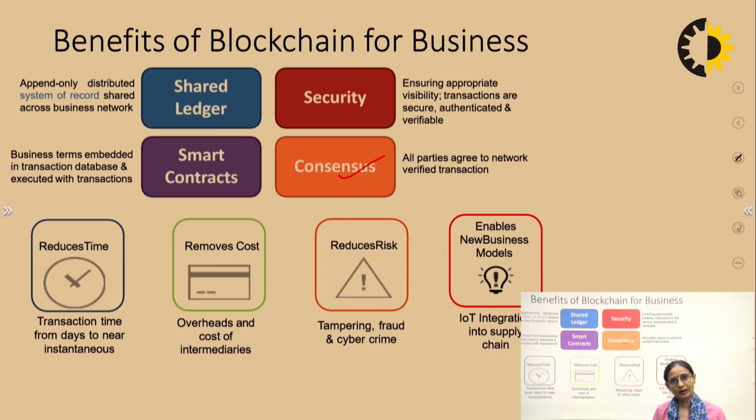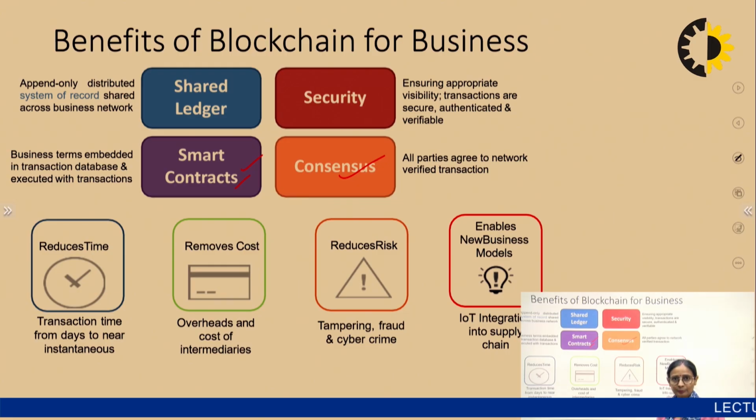Then we have digital contracts, which we call smart contracts. These smart contracts have some business terms embedded in them. So if a particular event occurs, then these smart contracts are executed automatically. I don't need to generate an exception for it if something happens in the network.